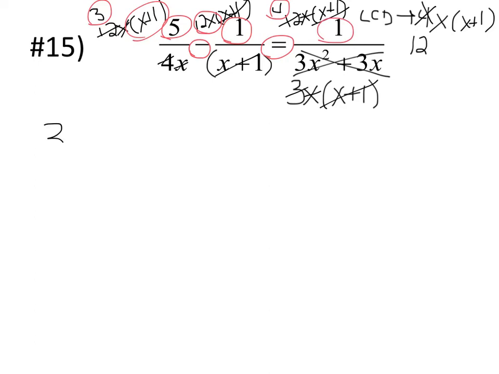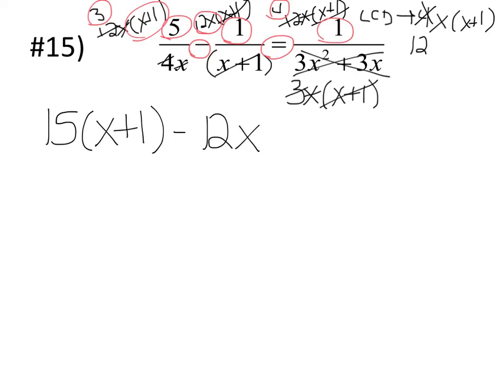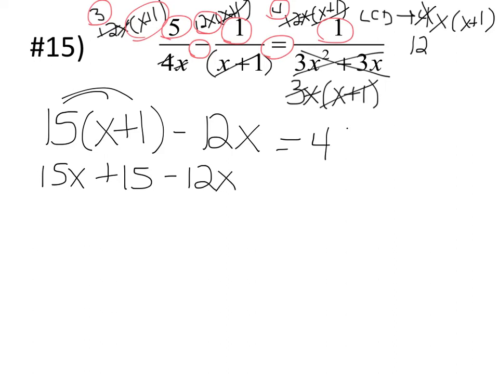So that leaves me with 3 times 5 is 15 times x plus 1 minus 12x, because it's 12x times 1, equals 4 times 1, which is just 4. Distribute your 15. Keep your minus 12x. So combine like terms. 15x minus 12x is 3x. Plus 15 equals 4.